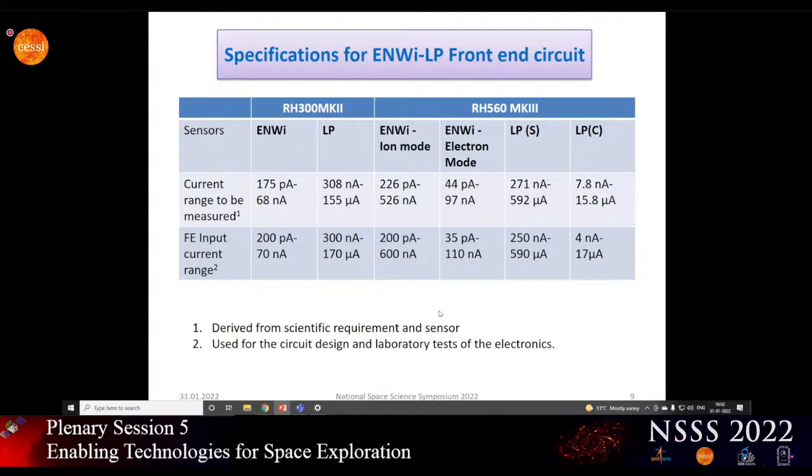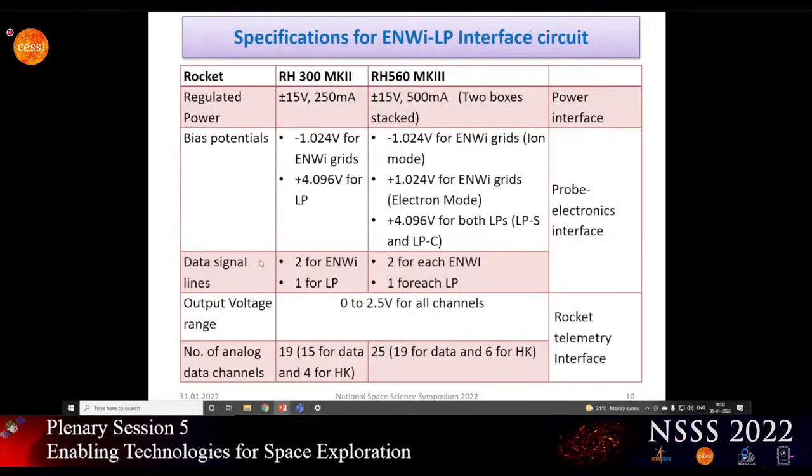So with the details of the current range, the front-end electronics design starts by defining the current range for the electronics, which should encompass the required current range. Everything was taken care of there, and this is the current range used for the circuit design and for laboratory tests of the whole electronics package.